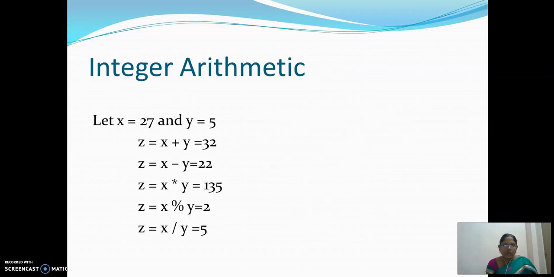See here, if x is equal to 27 and y is equal to 5, if you perform x plus y, it gives you 32, x minus y is 22, x into y is 135, x modulus y, that means 27 modulus 5. What is the remainder? If you divide 27 by 5, the remainder is 2. So x modulus y gives you the remainder, and 27 by 5, how many times? 5 times. This gives you the quotient. That makes the difference between modulus and by.